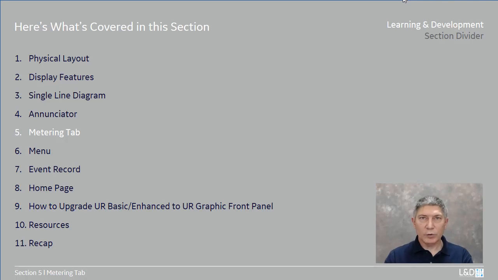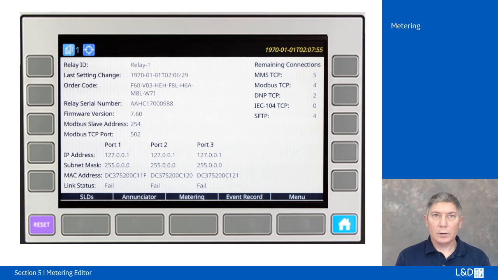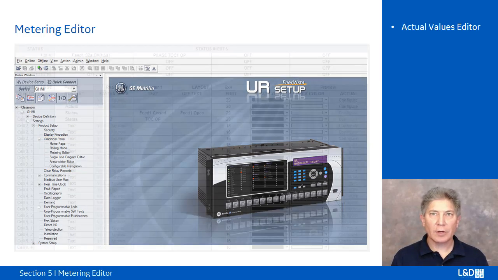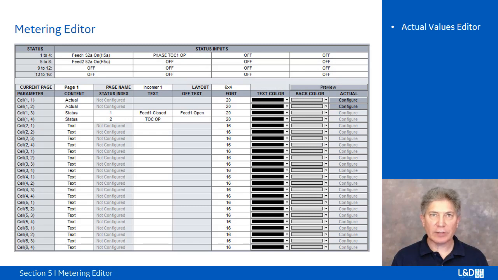In this section, we'll review the metering tab and how to configure it. The metering pages can be selected from the home page of the graphical front panel by selecting this button. The metering editor is located under Product Setup, Graphical Panel, and finally, Metering Editor. The metering editor is an actual values editor.